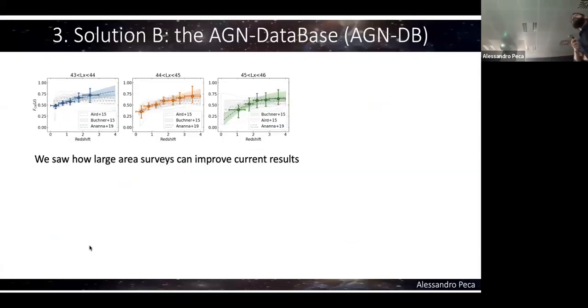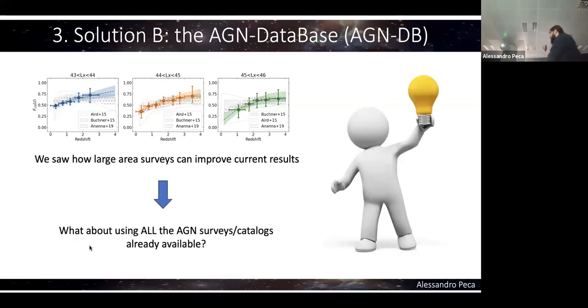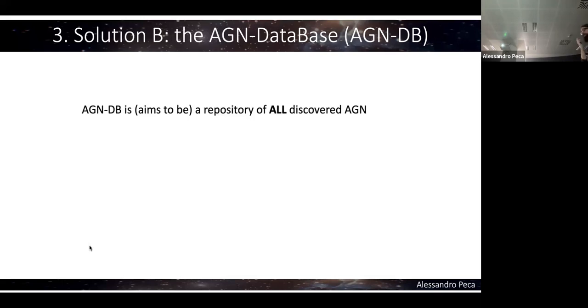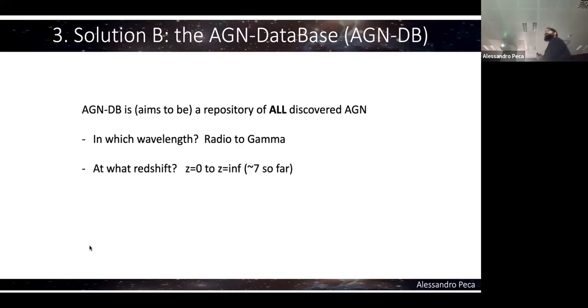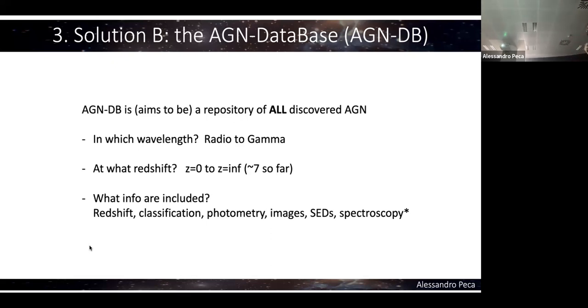So I showed you how large area X-ray surveys can help us in understanding obscuration in AGNs up to very high redshift. So the next step can be Stripe 82XL, as I showed you, or one can say, why don't you add other surveys to your study? But we were like, why don't we add all the AGNs that we have in the literature? Literally all of them. So we started building our AGN-DataBase. AGN-DB is the repository of all the discovered AGNs at all the wavelengths and all the redshifts. And it has information on redshift, of course, but we also have classification, photometry, images, SEDs, and next month, we will also include spectroscopy.